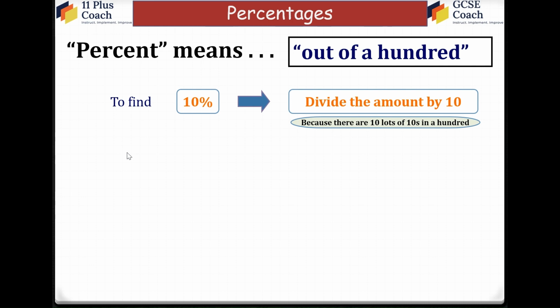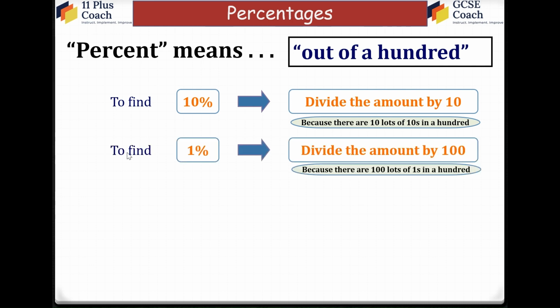Okay, that's the 10%. To find 1% of a number, you divide the amount by 100, and the reason for that is, remember, percent means out of 100, so 1% would mean how many ones there are in 100, and the answer is 100. So you divide the amount by 100 to find 1%. These two are the most important percentages to be able to find: 10% and 1%. To find 10%, you divide the amount by 10. To find 1%, you divide the amount by 100.